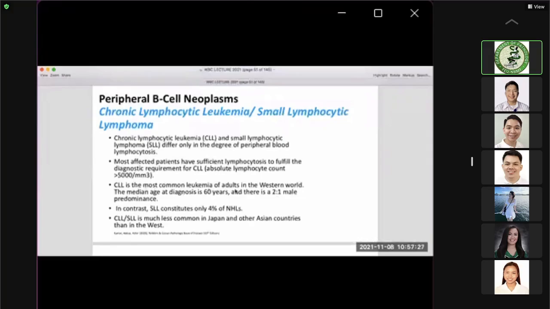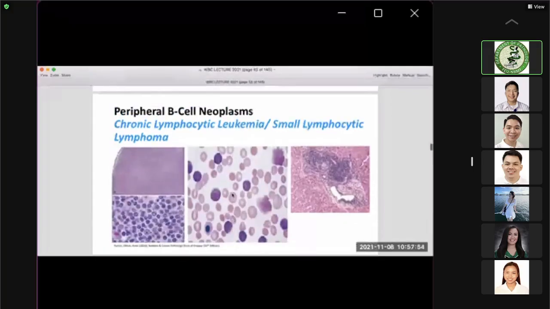CLL is the most common leukemia of adults, okay, in the Western world. The median age is 60 years, and more predominantly seen in male. In contrast, SLL constitutes only about 4% of non-Hodgkin's lymphoma. So much less common in these areas, Japan and other Asian countries than in the West. Okay. So microscopically, this is what we see.